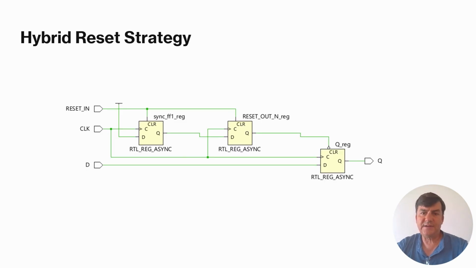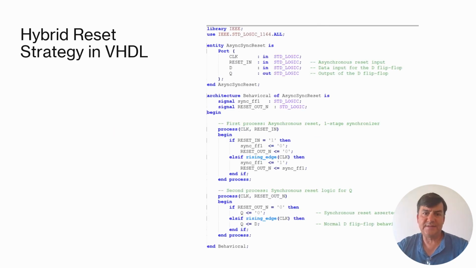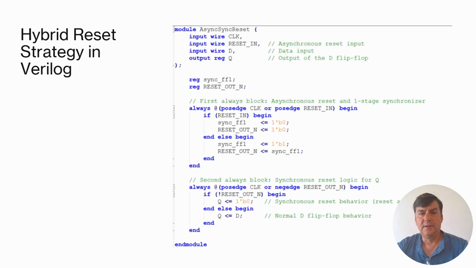It provides asynchronous assertion and synchronous deassertion reset to the final flip-flop on the right. Here is an example of a hybrid reset strategy written in VHDL. Here is an example of a hybrid reset strategy in Verilog.